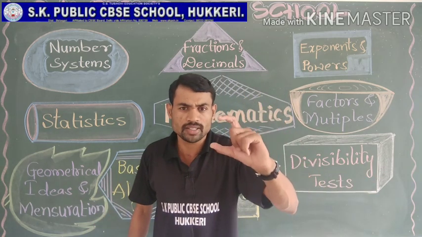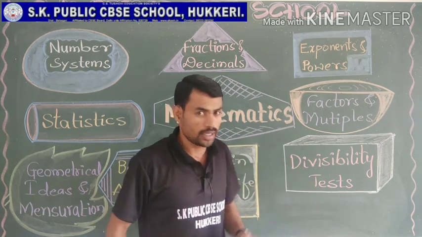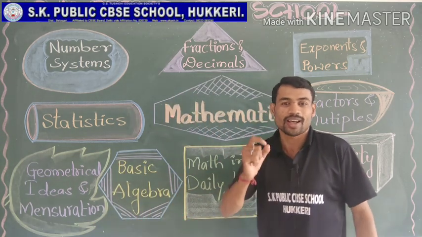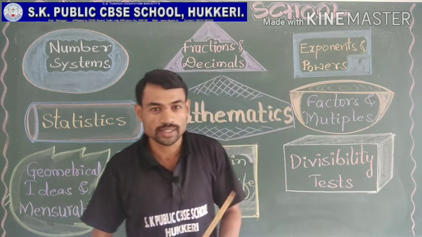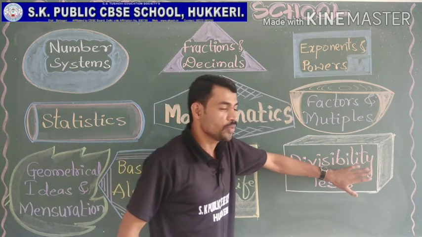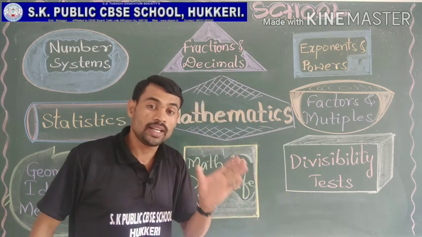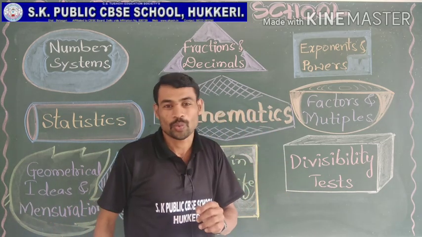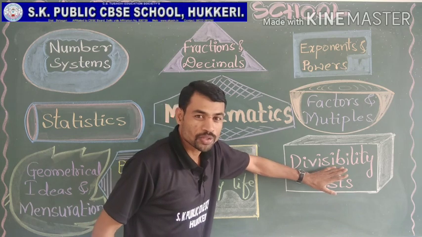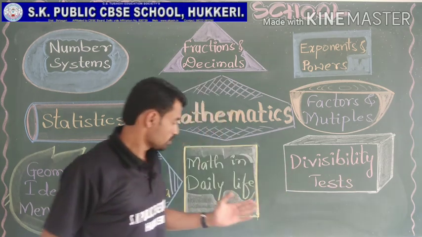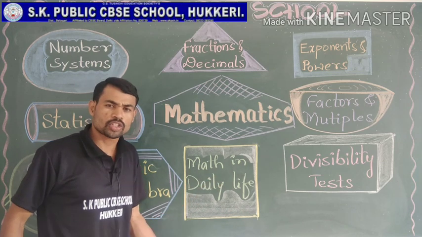So when the number is given, easily you can say that this number is completely divisible by 5. Why? There are some rules. Those rules we have to apply to check whether the given number is completely divisible by that number or not. Clear? All that we have to study in this chapter, that is divisibility test. Next, come to the next concept.